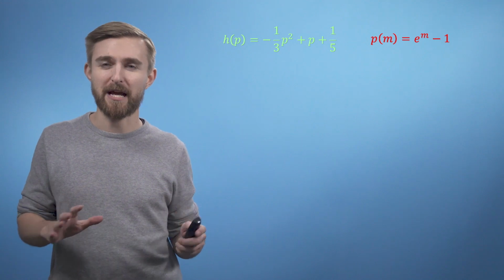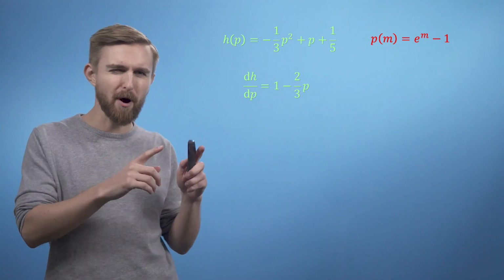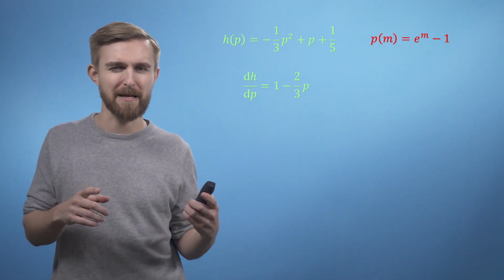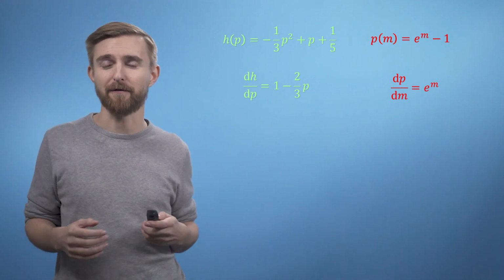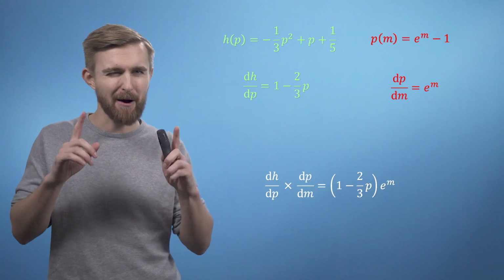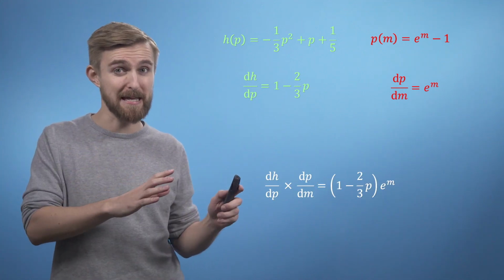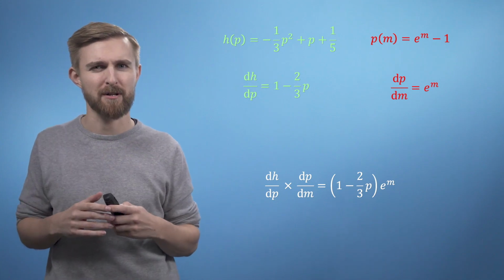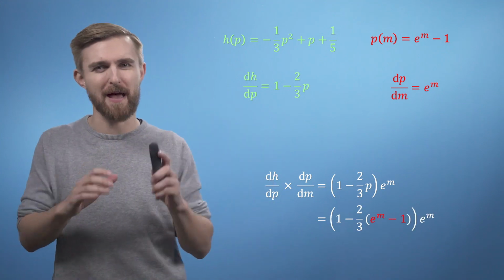Firstly, let's differentiate our two functions, which give us dh by dp equals 1 minus 2 over 3p, and dp by dm equals e to the power of m. And then multiplying these together is simple enough. However, we just need to remember that if we don't want pizza's p to appear in our final expression, then we just need to sub in our expression for p in terms of m.